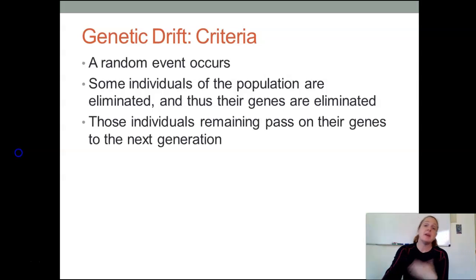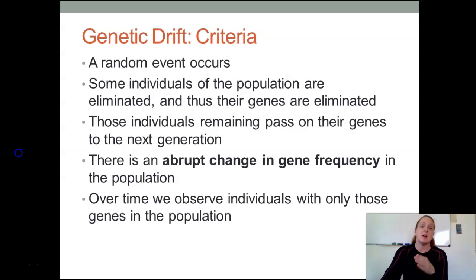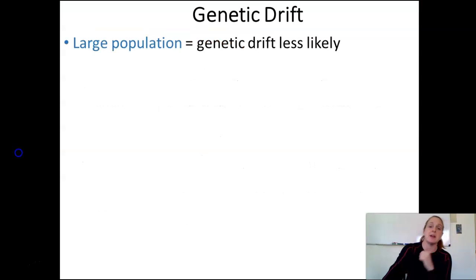So only those that remain pass on their genes to the next generation. What we observe is this abrupt change in the gene frequency in the population. Over time, we're only observing the individuals of those who survived. It really is seeing the ghost of this traumatic event played out over time. Population size then becomes really important.